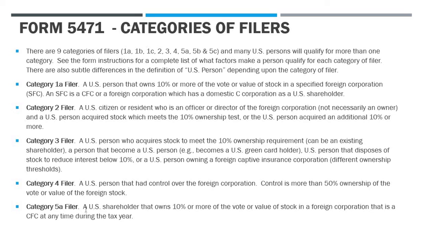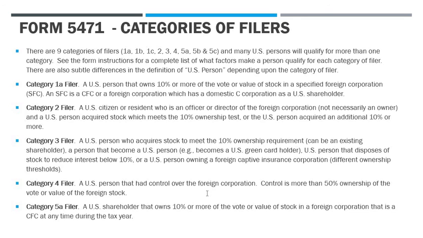Now, Cat 5A filers, right? These are U.S. shareholders that own 10% or more of the voter value of the stock, and then this is a foreign corporation that is a CFC at any time during the year. Now, a lot of these seem like they're overlapping, and that is quite often the case, but there are subtle differences between the different types of categories.